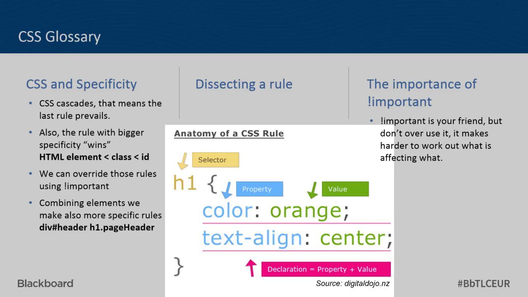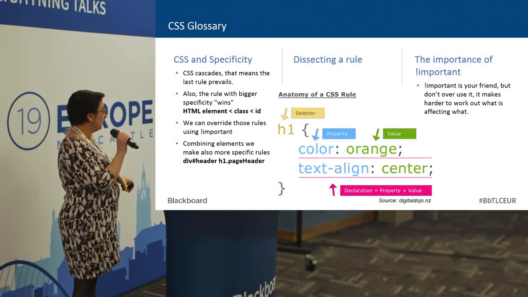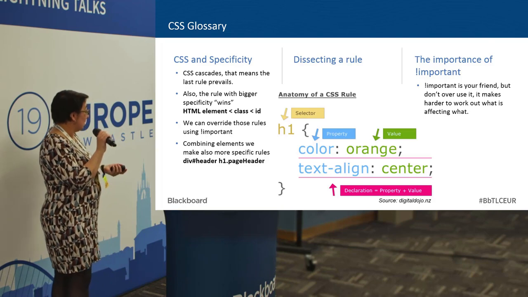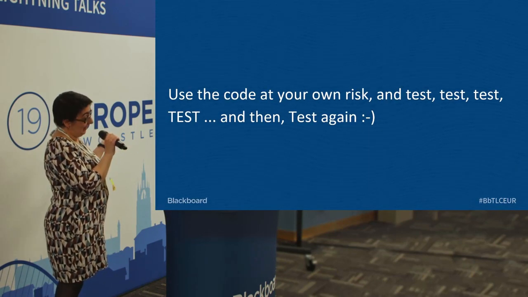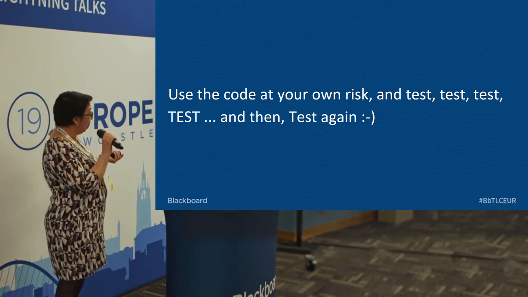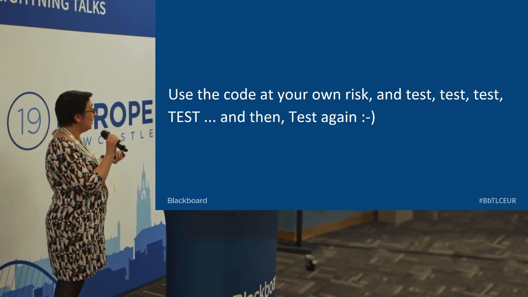of a CSS rule, where you can see a selector, a property, and a value. What we are changing are the values, and that's what you need to do. Those pieces of code are what you need to work with when you make your modifications. Again, if you use any code, please test it like a million times before putting it on a production server.